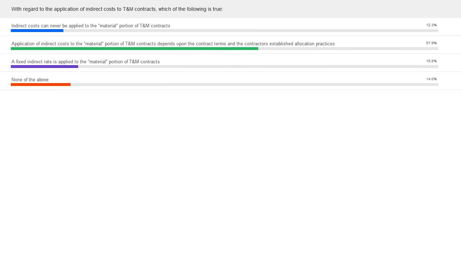Great. Well, the majority of you said that it's the second item, which is material can receive an application of indirect rate in some circumstances. And I'll say we don't usually see that. We usually see the material cost not being burdened. But if the contractor has an established practice of applying indirect costs to those types of direct costs, and if the contract has allowed that, then there are times when you will see an indirect rate being applied to the materials portion of those contracts.